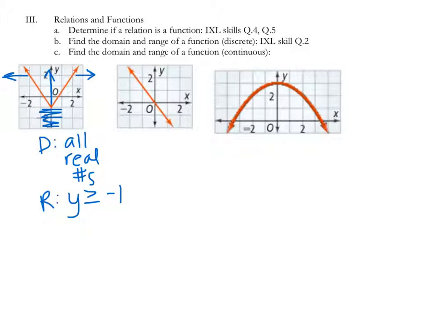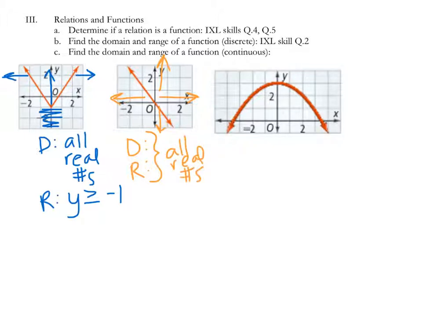Domain and range. A linear function for the next one. Our linear function has a line. It's going to keep on going forever to the right, forever to the left with no breaks. Forever up, forever down with no breaks. Both your domain and your range, all real numbers.